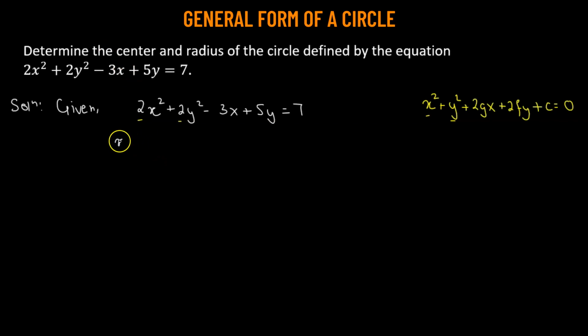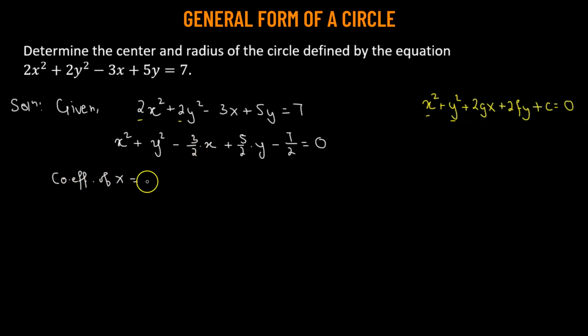We'll divide each term by 2, so we get x squared plus y squared, the negative 3x over 2 gives us negative 3 over 2 times x, plus 5 over 2 times y, and on the right hand side we have 7 over 2. We'll transpose it to the left hand side, so that we now have the general form. First, the coefficient of x is negative 3 over 2. The coefficient of y is 5 over 2. And the constant term c is negative 7 over 2.